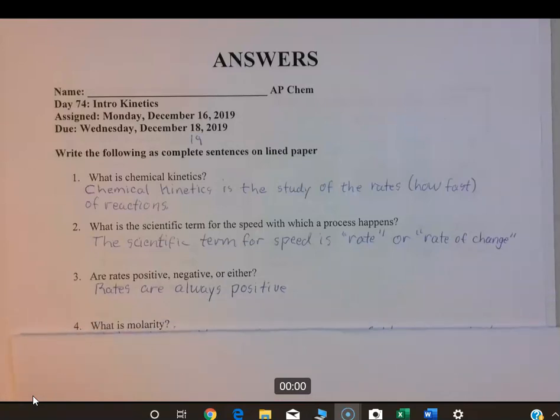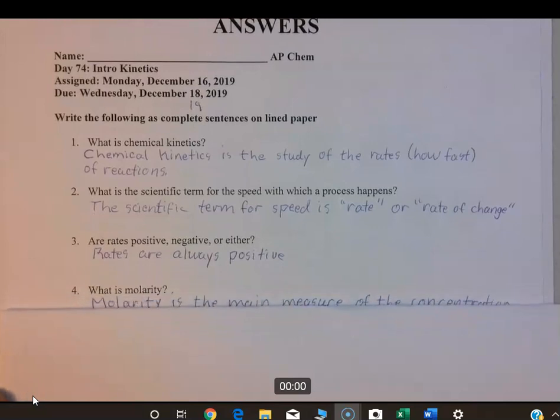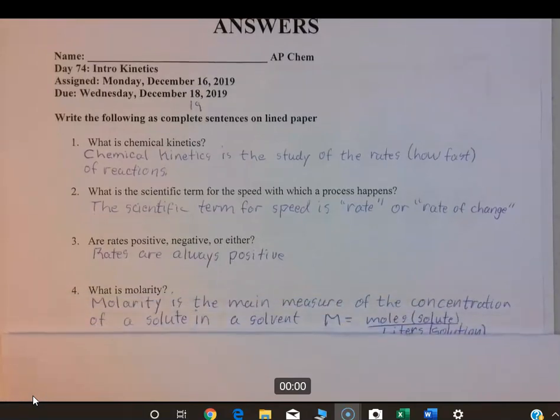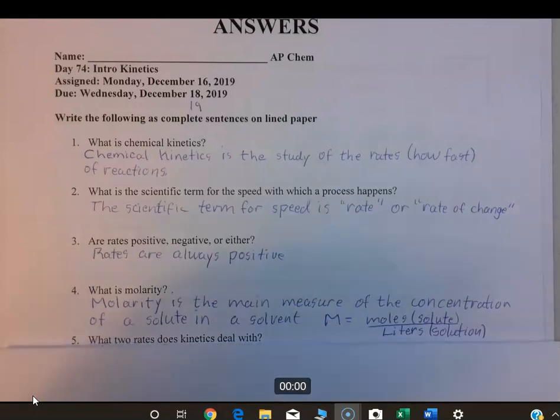All right, what is molarity? That's a review question going back to solutions and stoichiometry. Molarity is the main measure of concentration that's used in chemistry. Molarity is the main measure of the concentration of a solute in a solvent. So molarity is equal to moles of solute per liters of solution. What two rates does kinetics deal with?